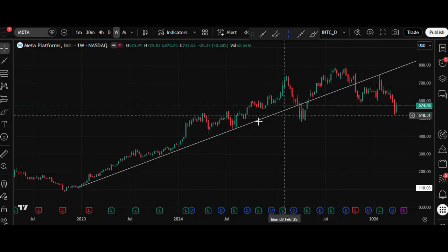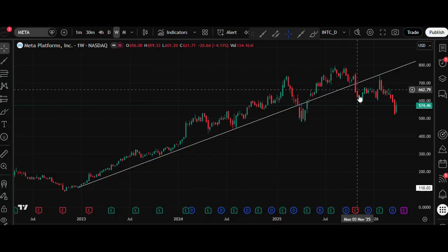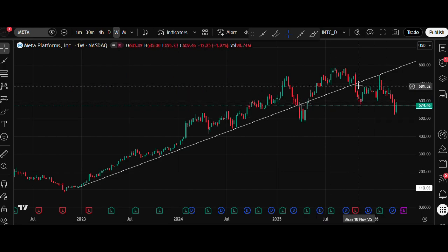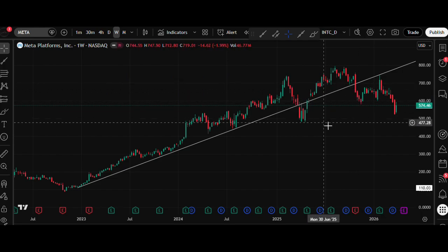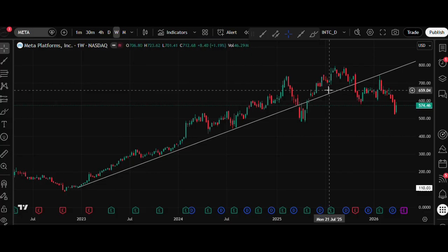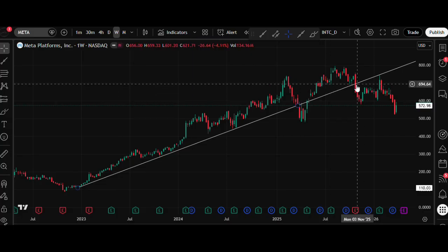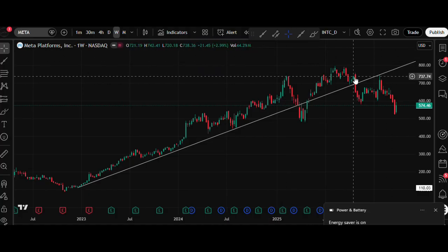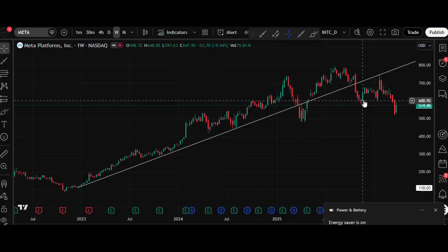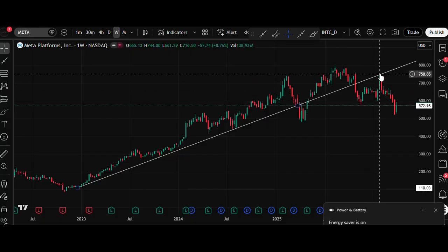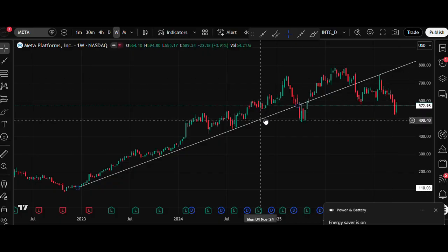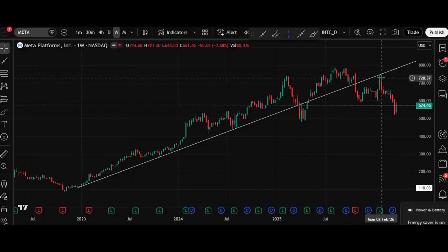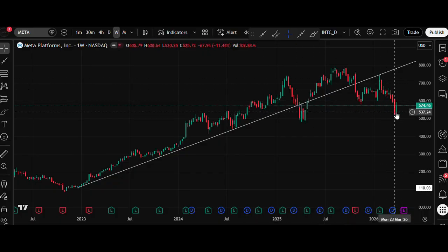And then at one point, after several bounces, Meta collapsed. More often than not, this collapse or the breaking of support happens after 3 to 4 bounces. Once it bounced, the stock eventually collapsed, and then look, it went back and tested the same trend line, this time as resistance. Previously it was support. That same trend line has now become resistance.